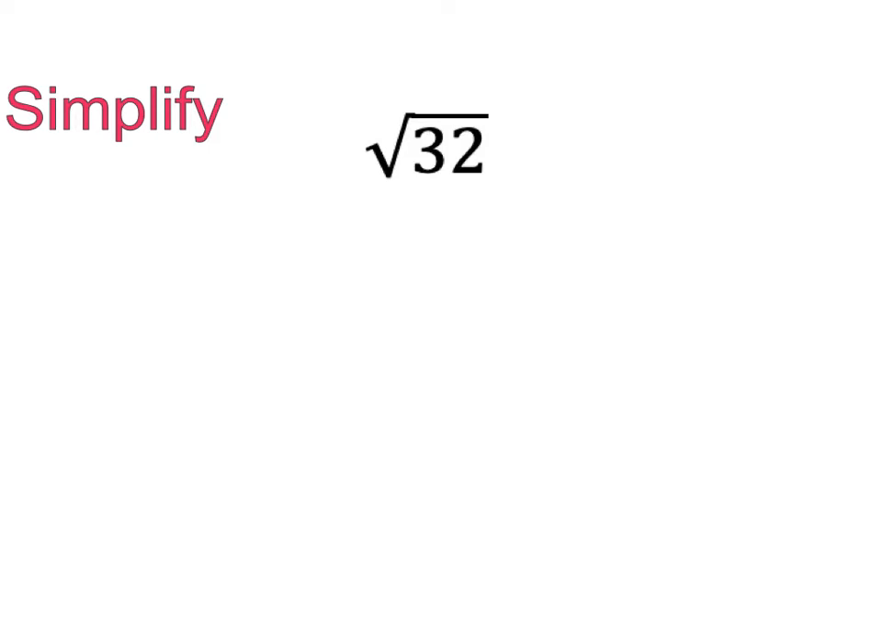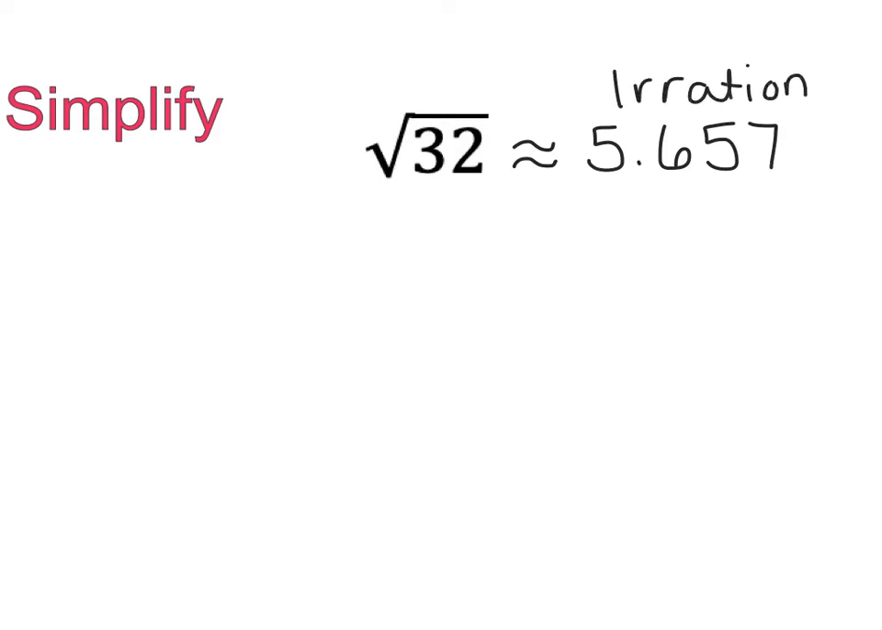So let's look at how to simplify the square root of 32. When you do this, one thing that's good to check is to make sure that this is irrational. If I type it in the calculator, and I encourage you to make sure you can do this, I get a decimal, 5.657 rounded. It goes on infinitely. It's irrational. That is not what simplify means, okay?